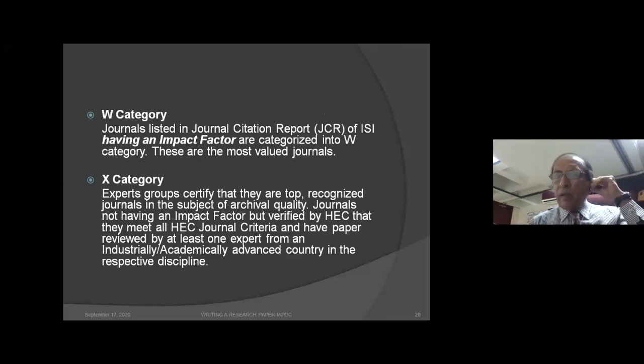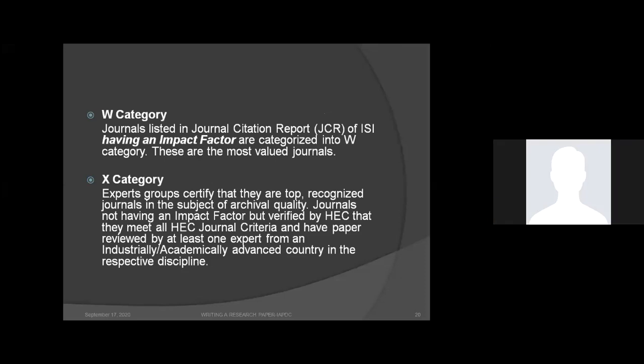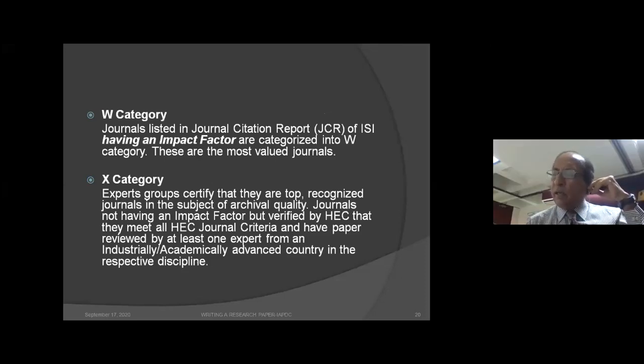So W category contains journals which are printed in standard journal citation report issued by a well-known agency called ISI, Web of Knowledge. ISI is the Institute of Scientific Information. ISI of USA is a very prestigious information source, and if the journal has a citation report listed there, it is categorized into W category. So they are the most valued. It has an impact factor. Definitely, its papers must be cited or referred by other authors in their papers. So W category. For university professors, some of their papers have to be in W category. Otherwise, they are not promoted.